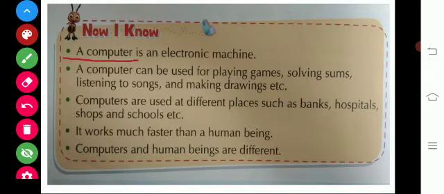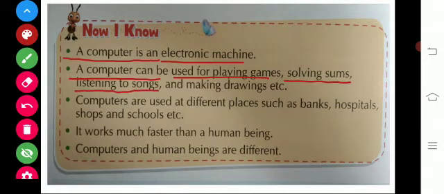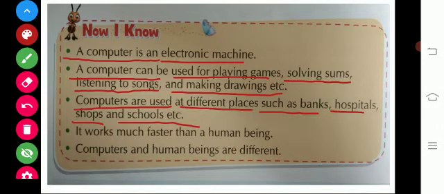Okay, children. Let us recall what we learned in this class. A computer is an electronic machine. A computer can be used for playing games, solving sums, listening to songs, and making drawings, etc. Computers are used at different places such as banks, hospitals, shops, and schools, etc. It works much faster than a human being. Computers and human beings are different from each other. This is what we learnt in this class.